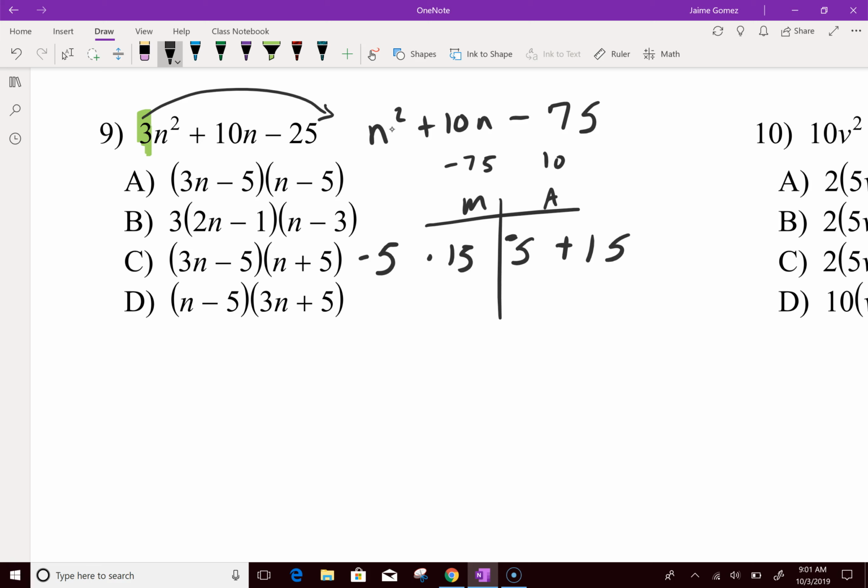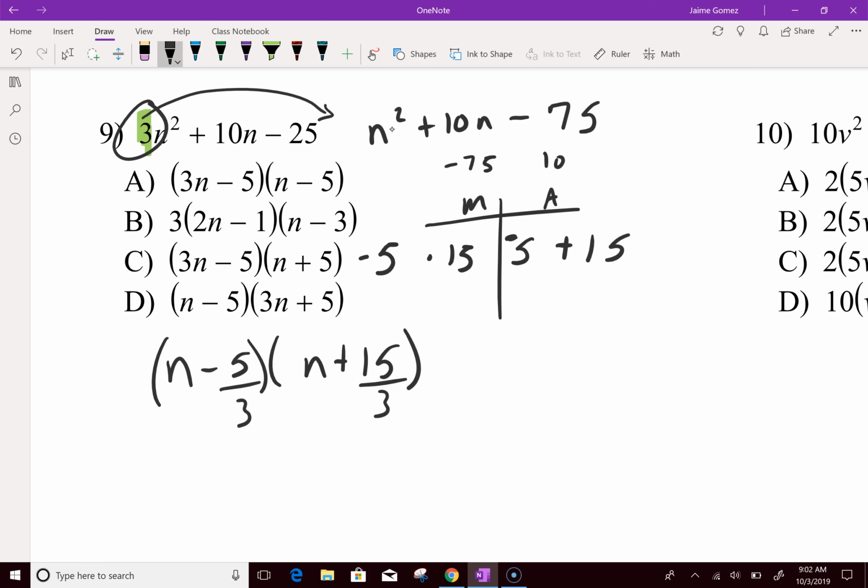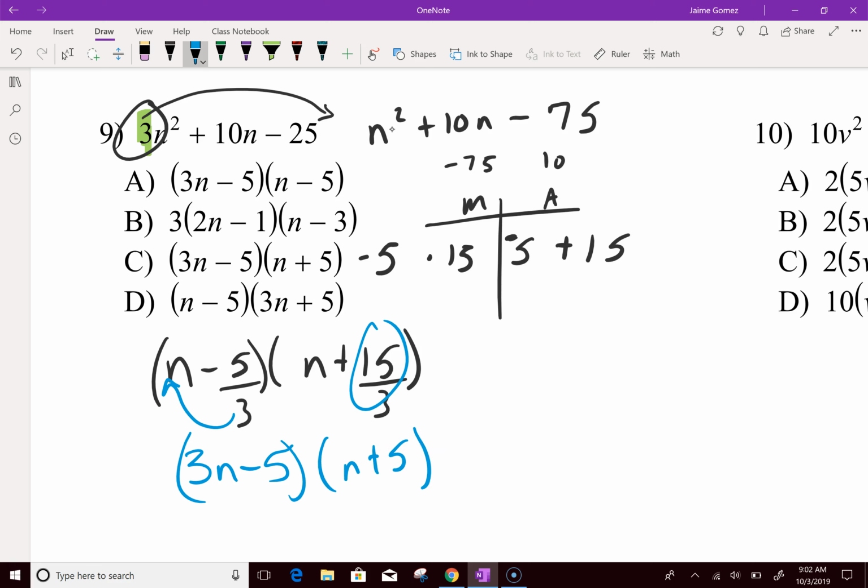Perfect. So n minus 5 and n plus 15. What about the 3? Divide these by 3. We cannot reduce the 5 and the 3, so the 3 just goes in the front. So 3n minus 5. The 15 can be divided by 3, so this is just going to be n plus 5. 3n minus 5, n plus 5. Letter C.